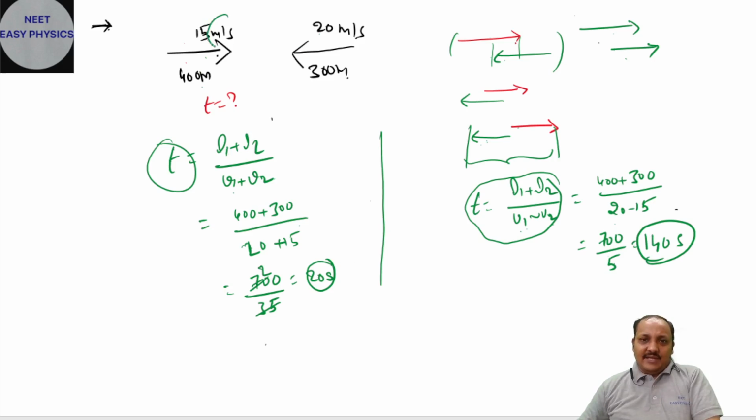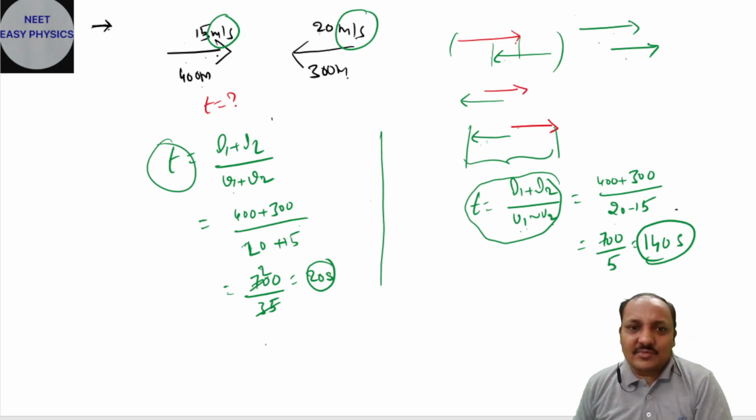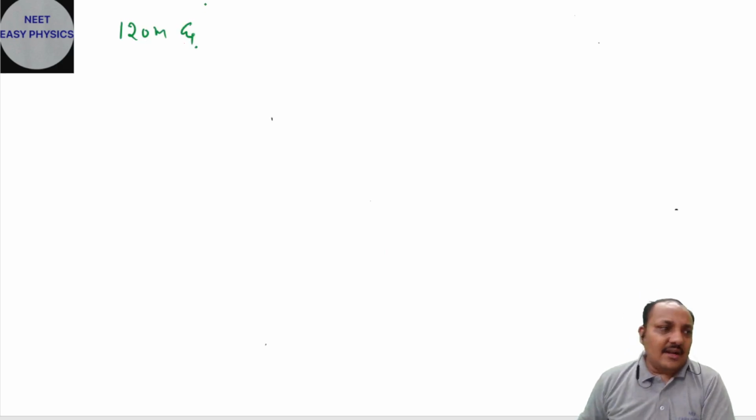But here they gave the velocities in meters per second. Sometimes they will give them in kilometers per hour. At that time, you should convert kilometers per hour into meters per second. Now another problem we will give: two trains of lengths 120 meters and 100 meters.